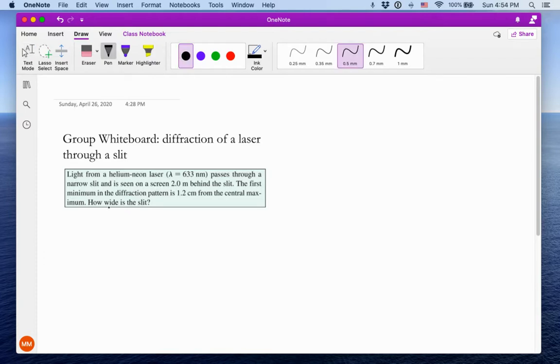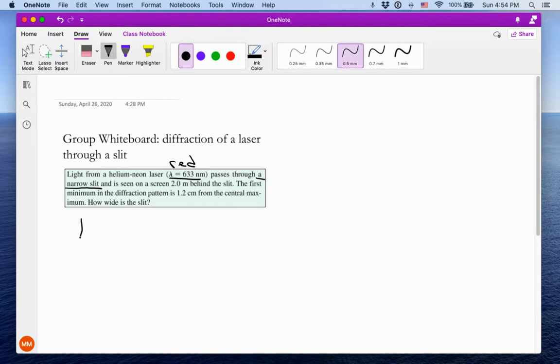So notice it's a single slit, right? It's just talking about a narrow slit. So that's important. Our first single slit problem. We have lambda is equal to 633, and so that's red. A helium neon laser is a red laser.